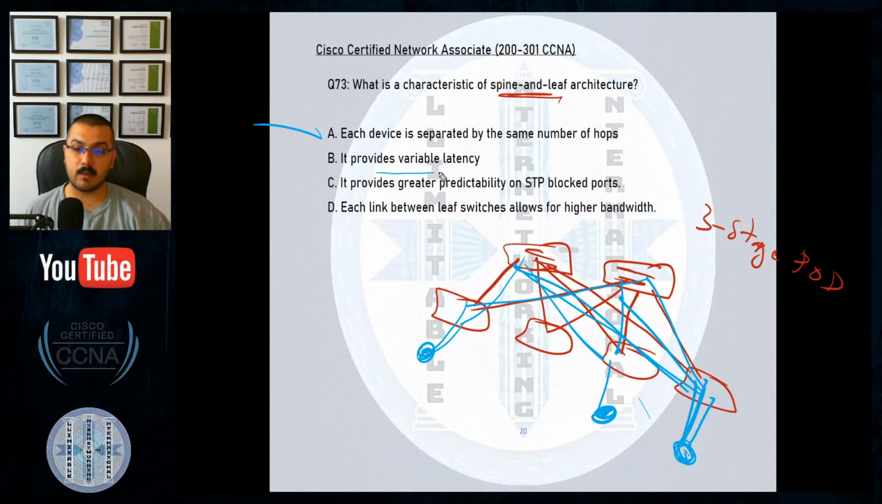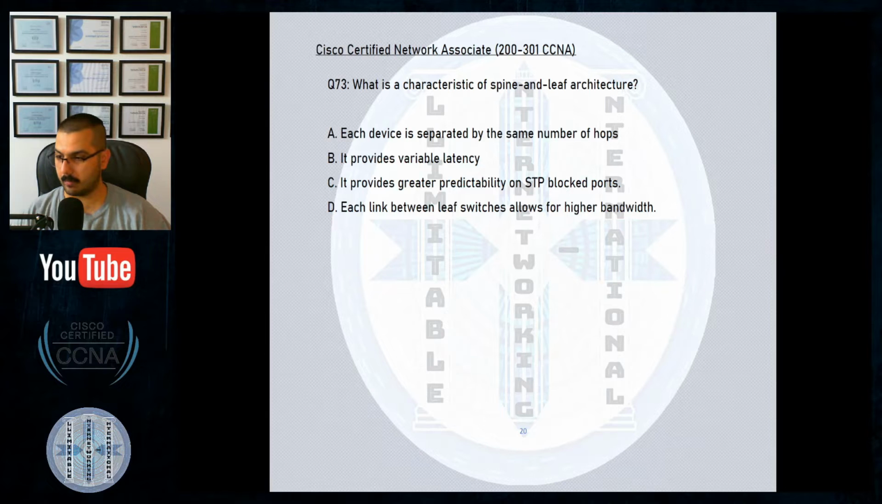It provides variable latency? No, latency in a data center should be fixed and known in milliseconds. It should not change. Provides greater predictability than spanning tree? No, no spanning tree is needed in spine and leaf. Each link between leaf switches allows for higher bandwidth between leaf switches? There will be no link between leaf switches, because there is no connection between them.